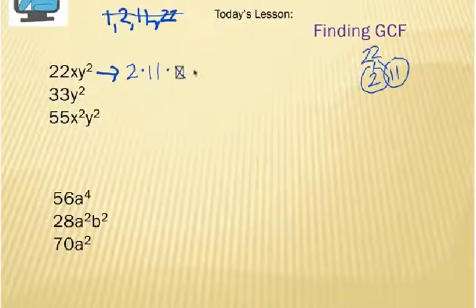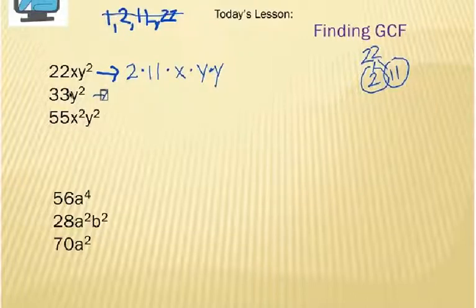The best thing to do is just to split that apart and write it in expanded form. So I'm going to have x times y times y. So that's my term all split apart into its smallest parts. Those are the prime factors.